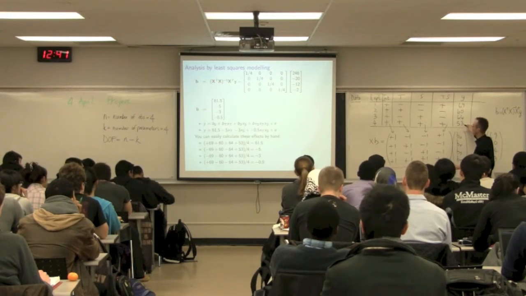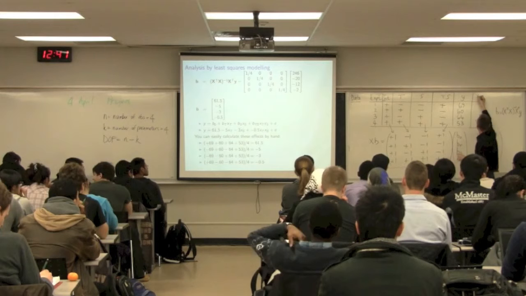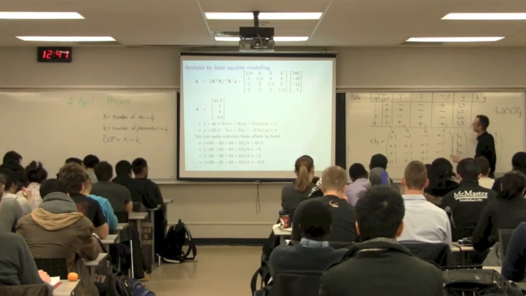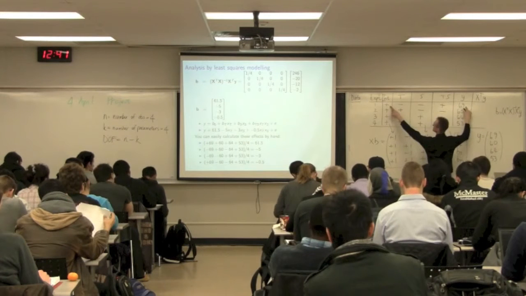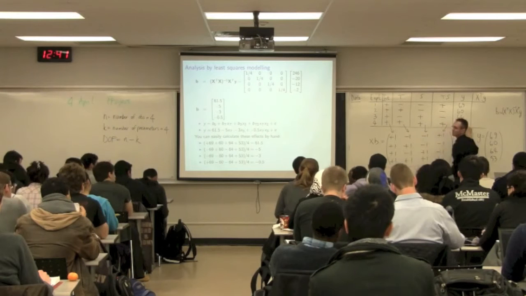So let's take a look. X transpose Y for the first entry, so add a row there, X transpose Y, is 69 plus 60 plus 64 plus 53.